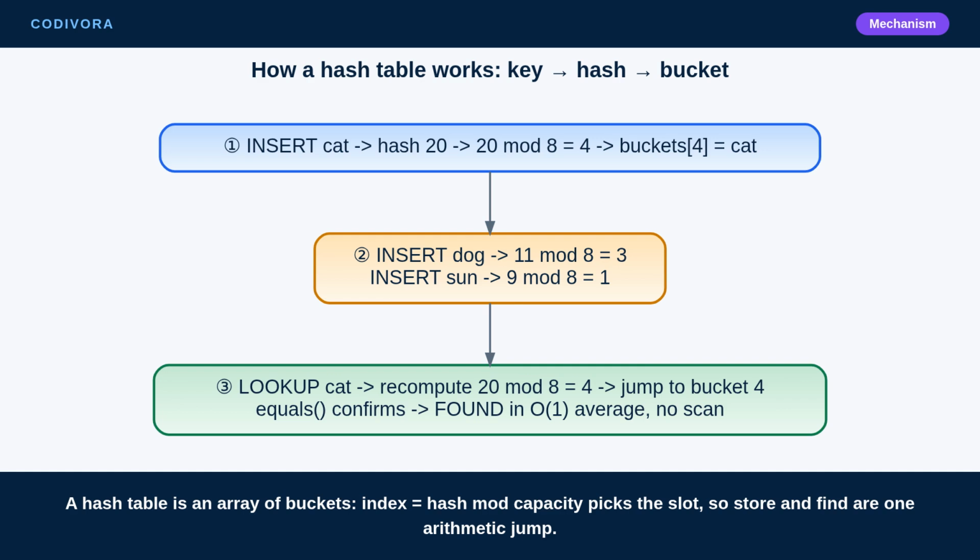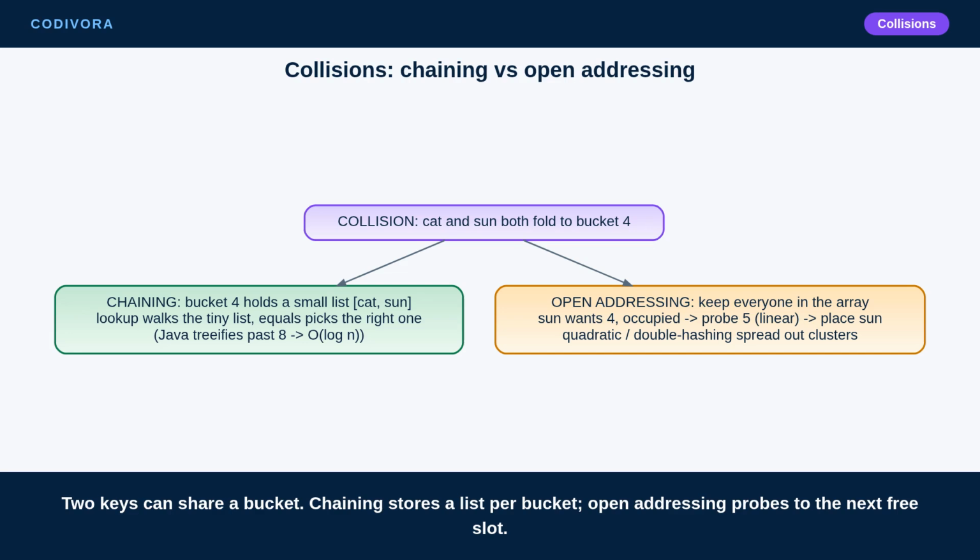Like mailboxes numbered by your flat number mod 8, the postman walks straight to your box. Two different keys can land in the same bucket. That's a collision, and it's unavoidable. There are two ways to fix it.